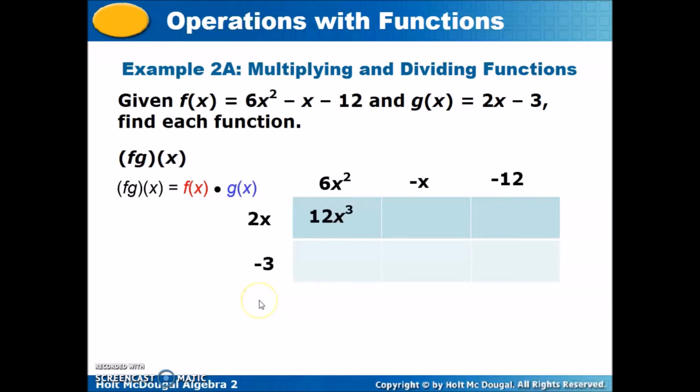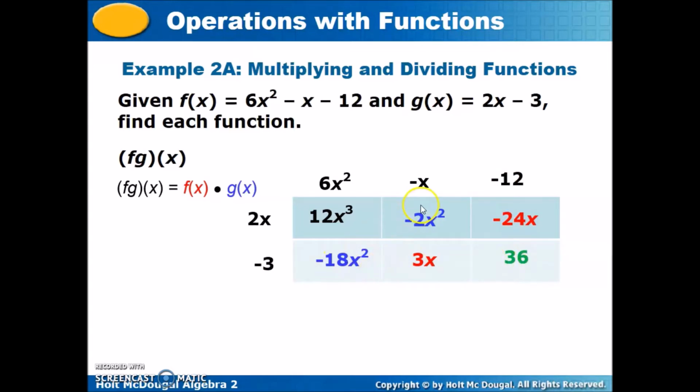So here when we multiply the 6x squared times the 2x, we get 12x to the third. When we multiply the 2x times the negative x, we get negative 2x squared. When we multiply the 6x squared times the negative 3, we get negative 18x squared. When we multiply the negative x times the negative 3, we get positive 3x. And again, that's a very common error, y'all. Anytime you multiply two negatives together, make sure that you take into account that you're going to get a positive. Then we're going to multiply the negative 12 times the 2x. That's going to give us negative 24x. And then we're going to multiply the negative 3 times the negative 12. That's going to give us a positive 36.